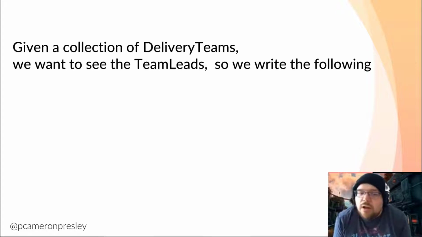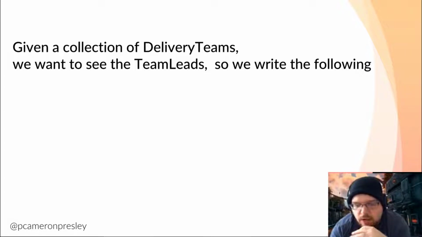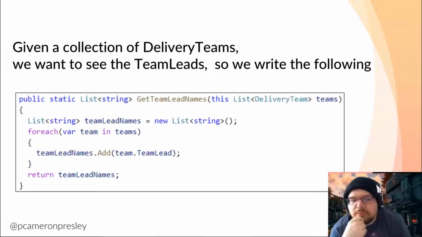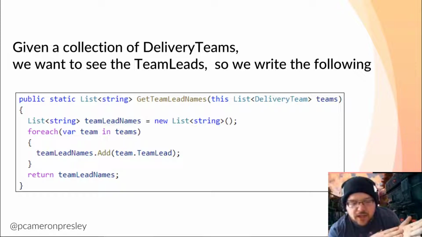But now we've got a way to get team names, and we need to see the team leads as well. Maybe we're writing some type of report. So we write some of that code, and then we think, we've got that extension class, maybe we should tie into it. So we add a new extension method to that class called GetTeamLeadNames. It does something very similar: we iterate through the list of teams, get the team lead from each team coming in, and return a whole new list of those.